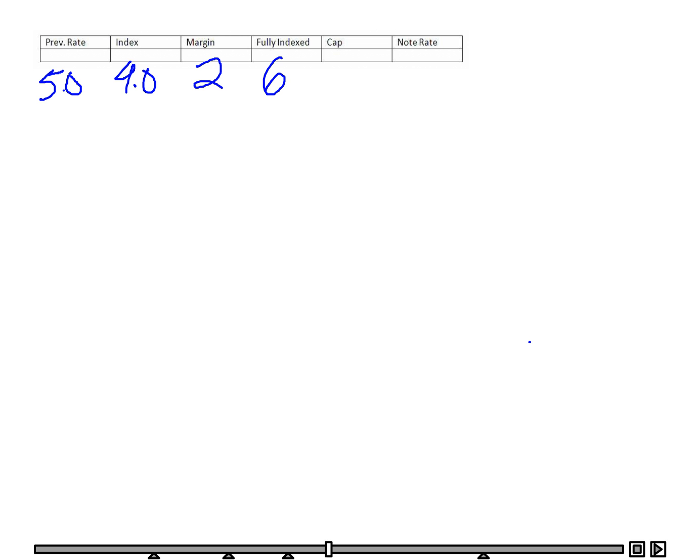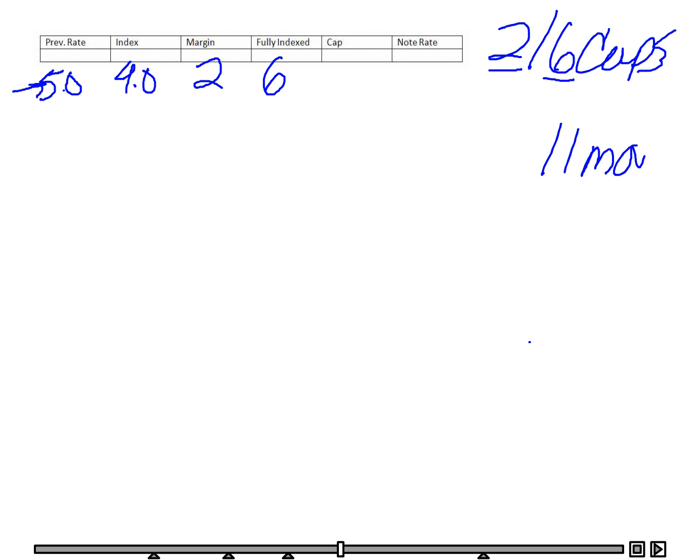And we're going to assume that this loan has 2/6 caps. Okay, remember that means that each period or each adjustment, it can only go up 2%, and over the lifetime of the loan, it can only increase 6%, and in this case, it can only increase 6% over the start rate, which was 5%, so our maximum rate is going to be 11, so let's keep that in mind as we do these adjustments. So if we have an index of 4% and a margin of 2%, that gives us a fully indexed rate of 6%. Think of the fully indexed rate as the rate that the loan wants to adjust to if it possibly can.